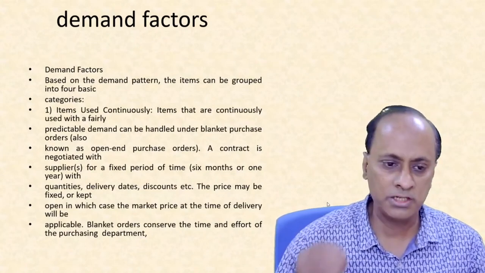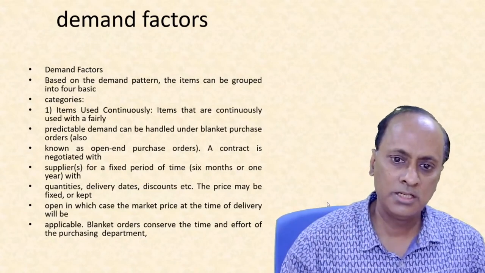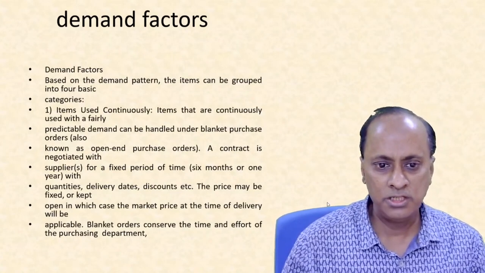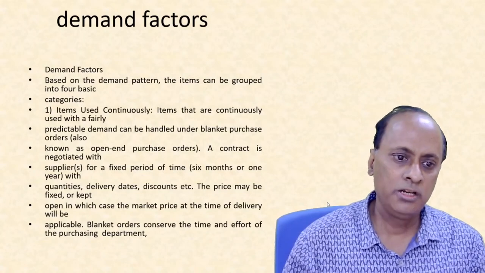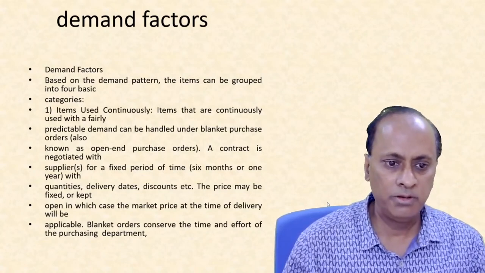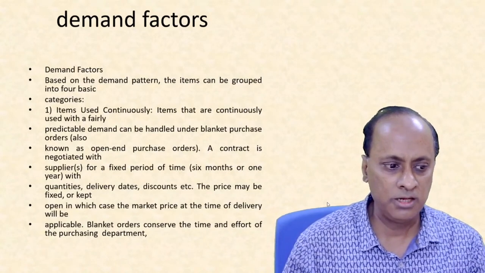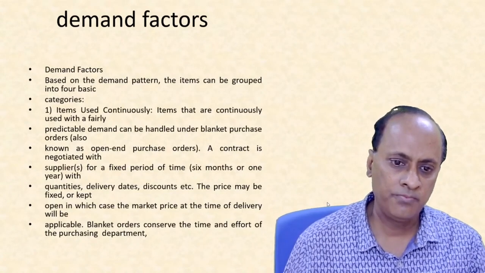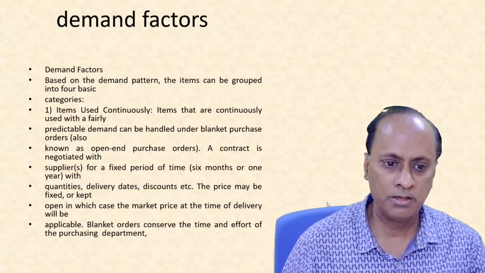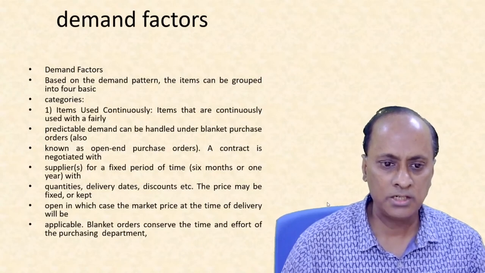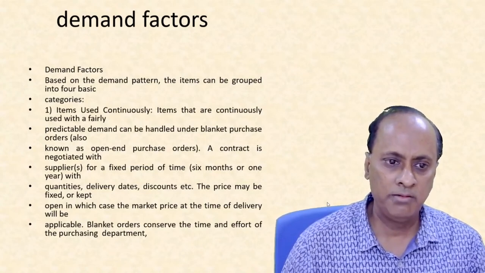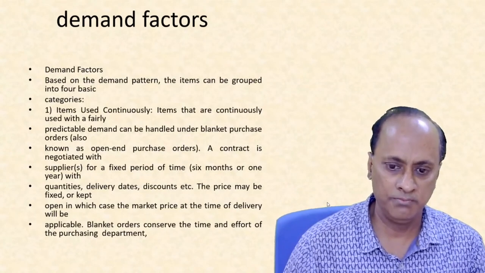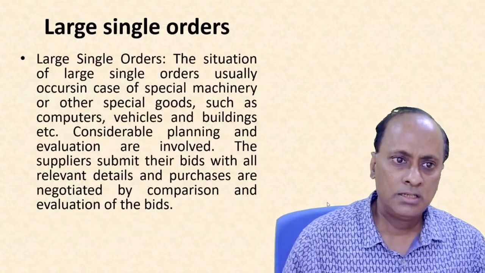The price may be fixed at the time of the contract, that is the price at which the product will be delivered, or it may be flexible, kept open. If the price is flexible, that means at the time of June 2023, whatever price is prevailing in the market, at that price the delivery will be applicable. So that is called blanket orders. A blanket order is nothing but a contract negotiated with the supplier for a fixed period of time.